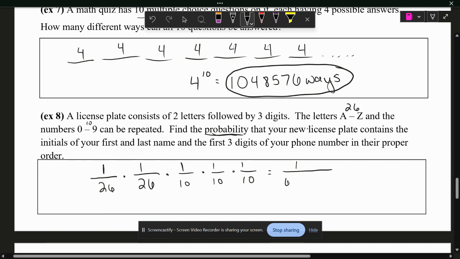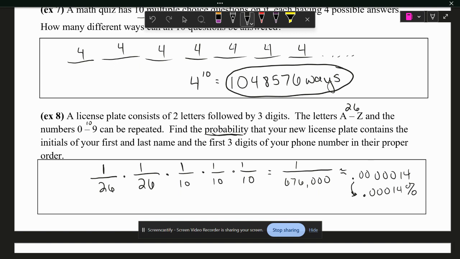So 1 in 676,000 chance, which equates to 0.0000014, which is a 0.00014% chance of this occurring, because you move your decimal twice. That you'll have your first and last name initials and your phone number in their proper order for your license plate.